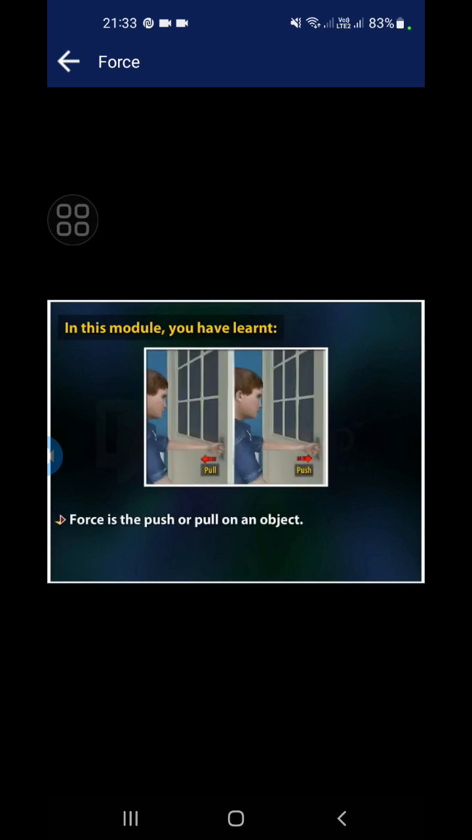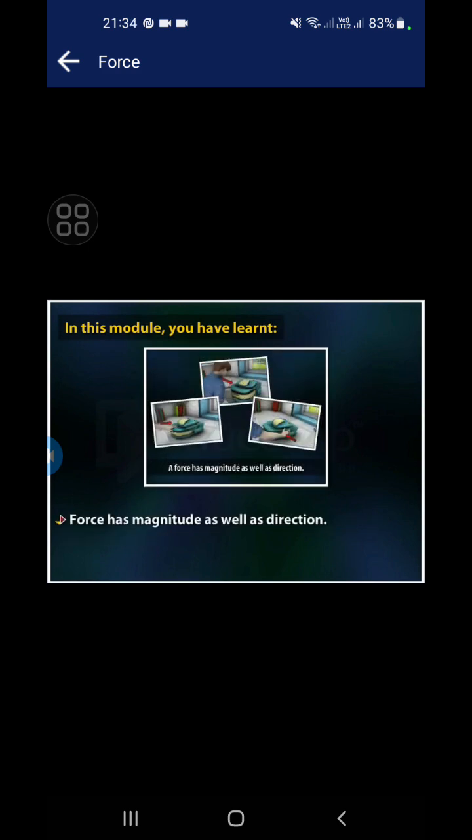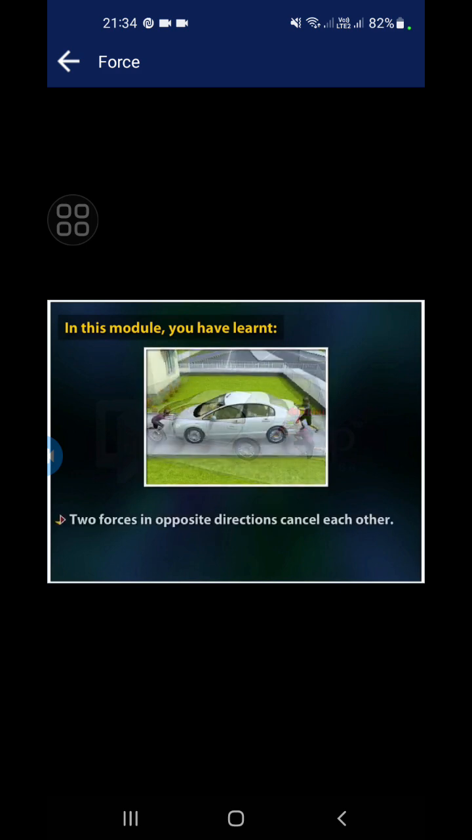In this module, you have learned force is the push or pull on an object. Force is the result of an interaction between two or more objects. Force has magnitude as well as direction. Two forces in the same direction add up. Two forces in opposite directions cancel each other.